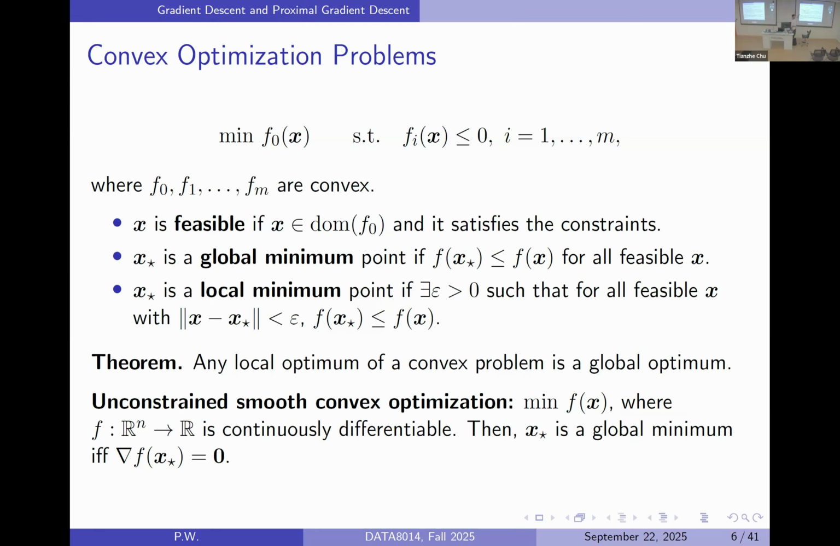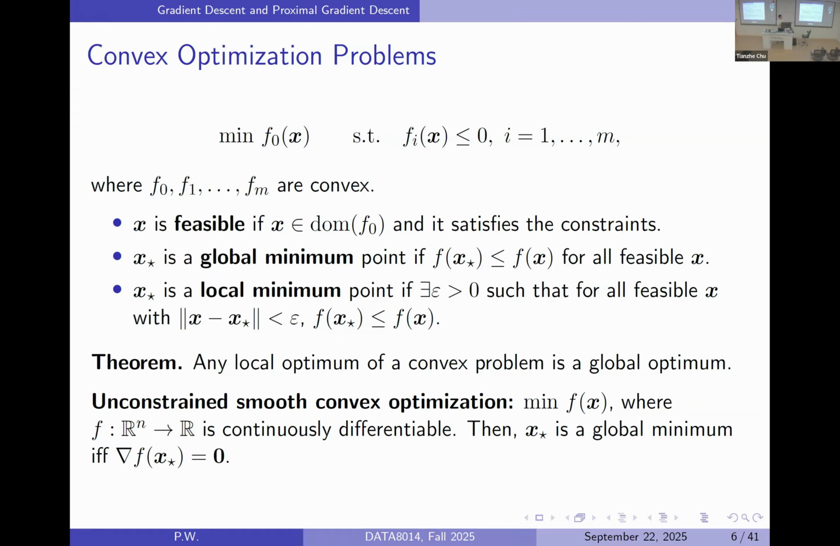That is the global optimum. And the local minimum is also very straightforward: we restrict to points around x star, and around this x star the function value is smallest in this neighborhood. And a very typical result from convex analysis is that any local optimum of a convex problem is a global optimum. This is the classical result. I think you guys may know this.